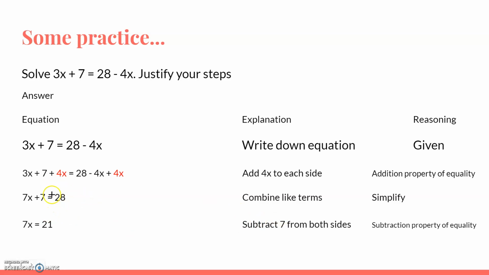And then we're going to subtract 7 from both sides, and that's the subtraction property of equality. And then we're just going to divide both sides by 7, and that's the division property of equality, giving us a final answer of x equals 3.